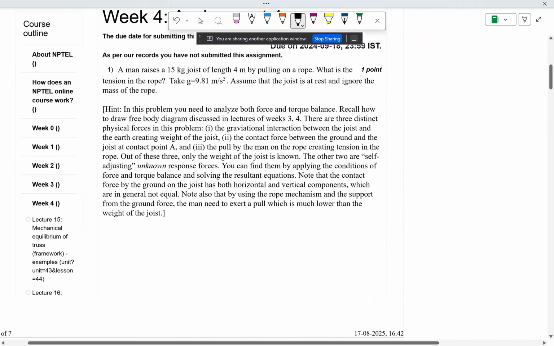And now what is there? The information that is mentioned to you is that the length of that rod, which is called a joist here, is 4 meter, and the total weight or mass of that thing is 15 kg, right? And then it is asked to you what is the tension in that rope, and you have to take the gravitational constant as g, which is 9.81 meter per second square, and then assume that the joist is at rest and ignore the mass of the rope.